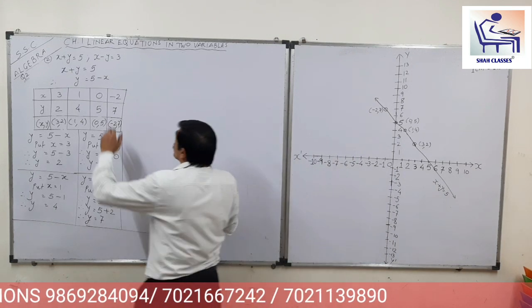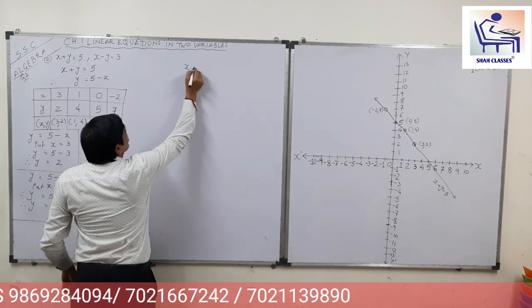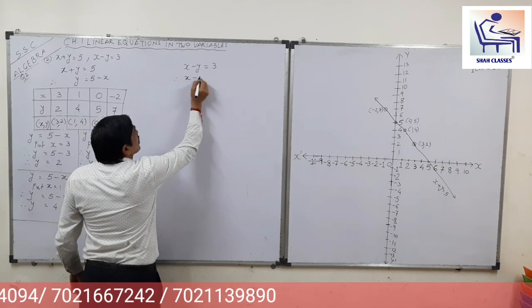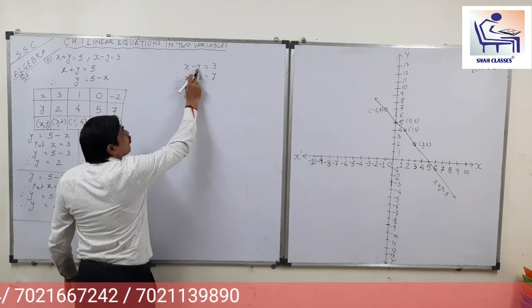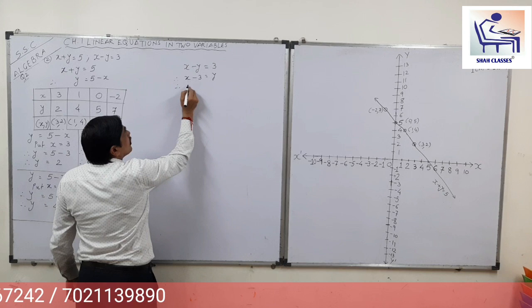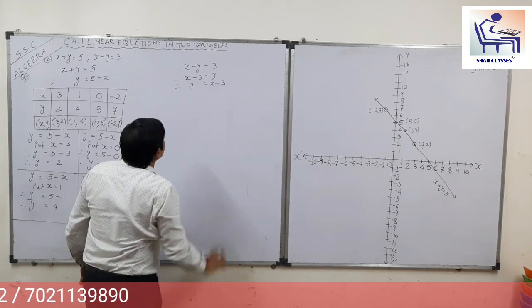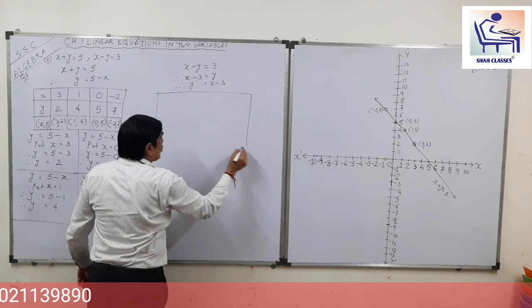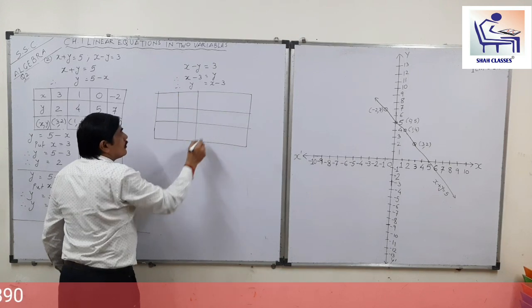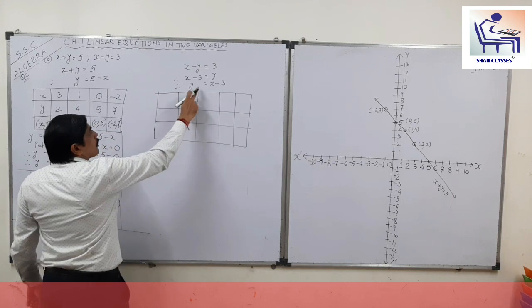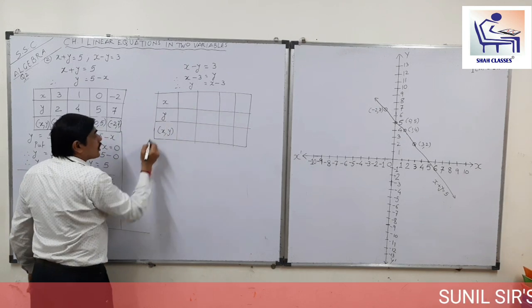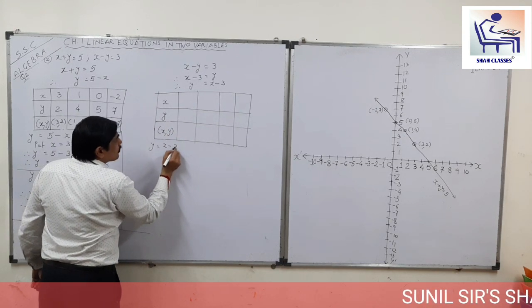Now we will move towards the second equation. X minus y is equal to 3. X minus 3 is equal to y. Please make your y positive. So transfer this on the other side, and this 3 value comes here, so it becomes negative. Therefore y is equal to x minus 3. Focus on this equation. So your equation is y is equal to x minus 3.